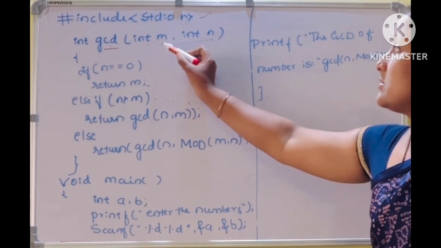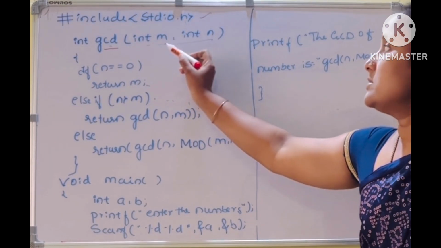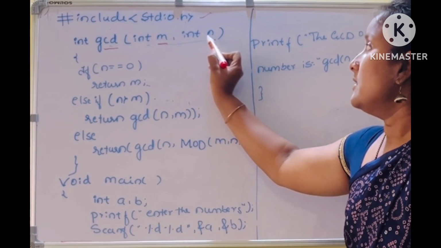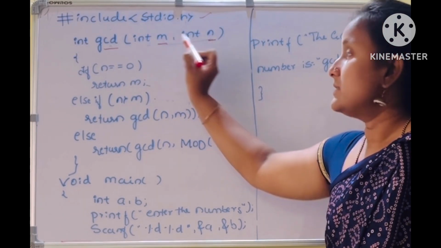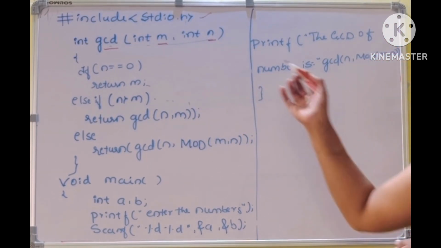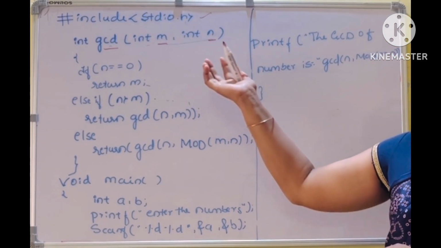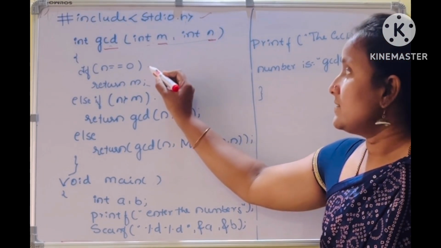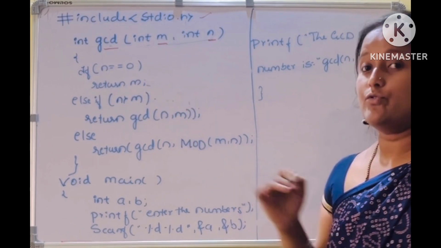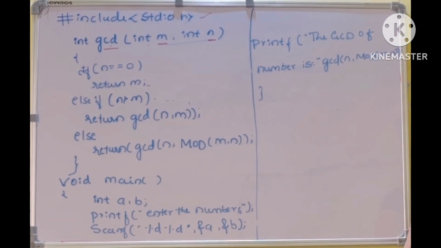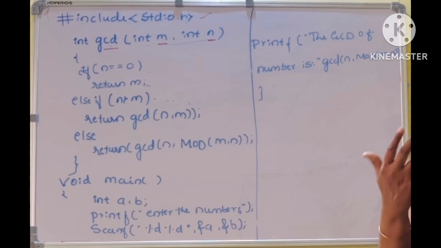After that I have passed two parameters, m and n. The data type of m and n is integer. If you want, you can declare three parameters also, but I have taken only two parameters here. Next, I have described the three situations: either n is equal to 0, or n is less than m, or n is greater than m. There will be three conditions.